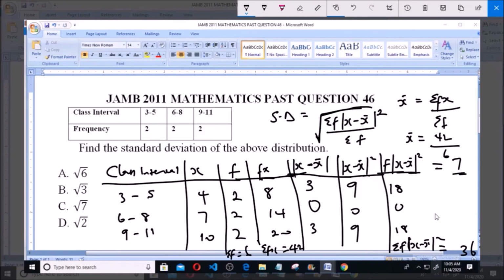So now we can answer that the standard deviation SD is equal to, since we know that it is the square root of summation f times x minus mean squared all over summation f, the square root of 36 all over summation f, which is 6. So SD is equal to the square root of 36 divided by 6, which gives us the square root of 6. So the standard deviation is root 6, and that is option A.